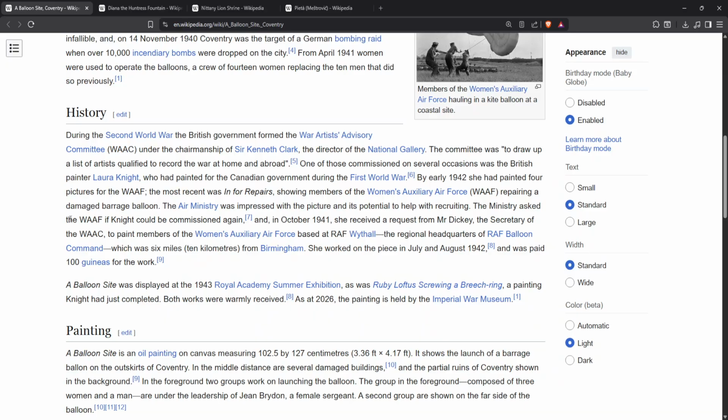A Balloon Site was displayed at the 1943 Royal Academy Summer Exhibition, as was Ruby Loftus Screwing a Breech Ring, a painting Knight had just completed. Both works were warmly received. As at 2026, the painting was held by the Imperial War Museum, which sounds based.